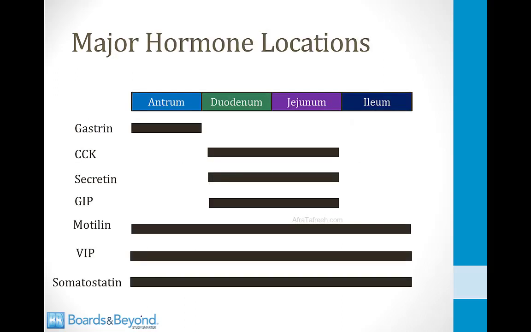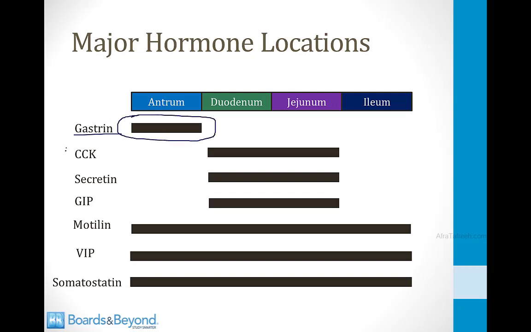On this slide, I've shown the major locations from which the different hormones we've been discussing are secreted in the GI tract. Now, different textbooks will have slight variations on the chart I've shown on this slide. That depends on which studies they are referencing, but what I've shown you here are the major locations from which these hormones come.